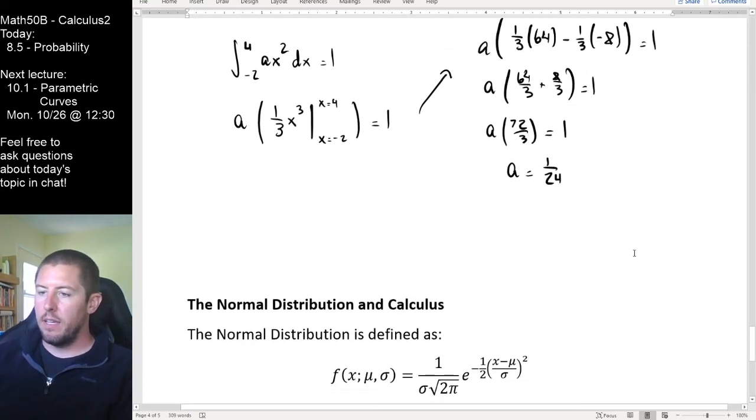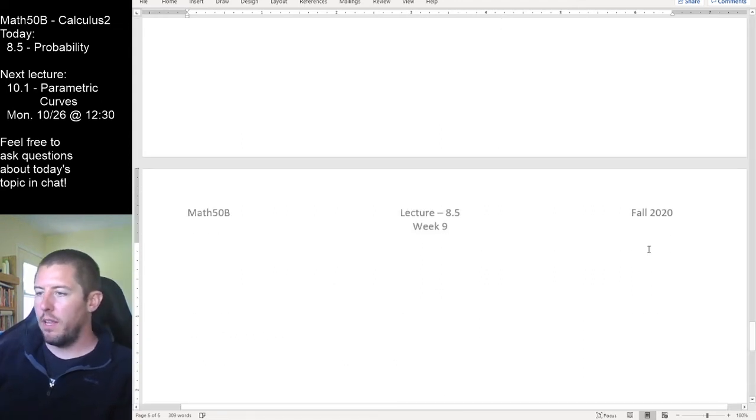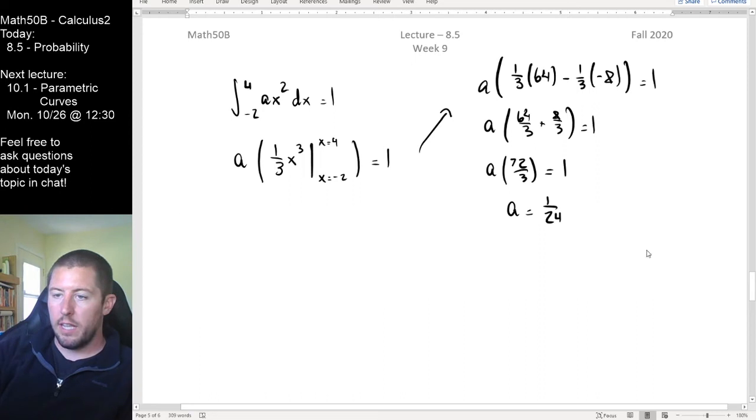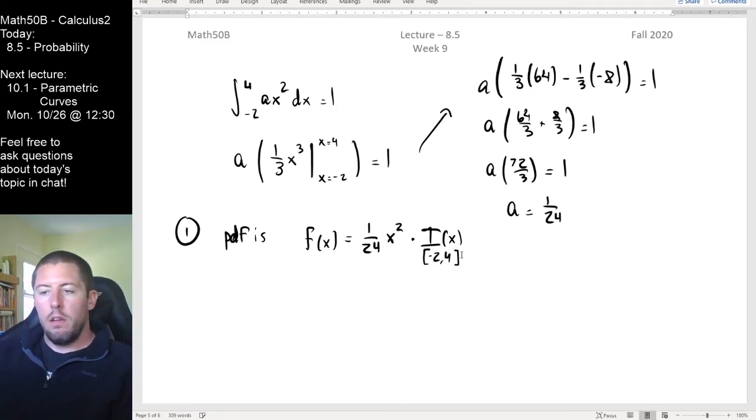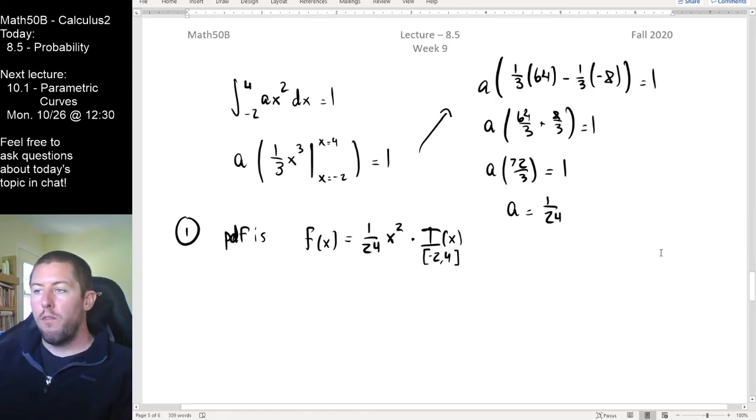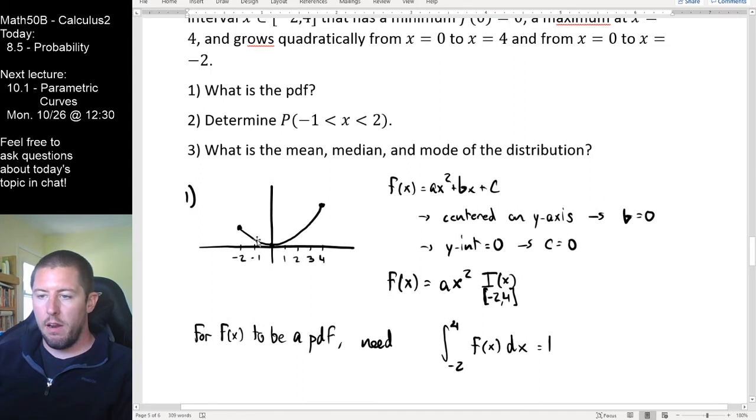So what this says to me is our PDF is, really get rid of that stuff. So it looks like our answer to number 1 is our PDF is f of x equals 1/24 x squared. And that is only defined, we'll use our indicator function to say it's only defined from -2 to 4. Right? So we found our PDF. That's good. I now know what curve represents the probabilities of interest for me right here. And I know that this is a probability distribution function because I just guaranteed that the area under this curve from -2 to 4 is 1, saying 100% of all outcomes have been accounted for.